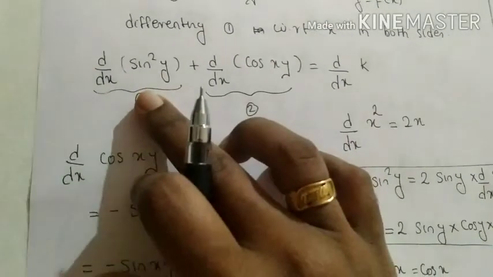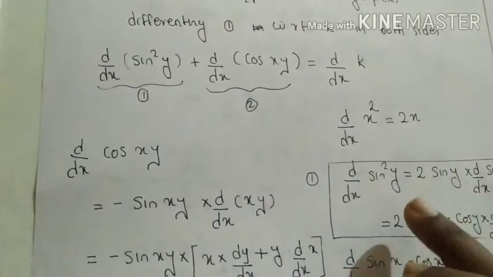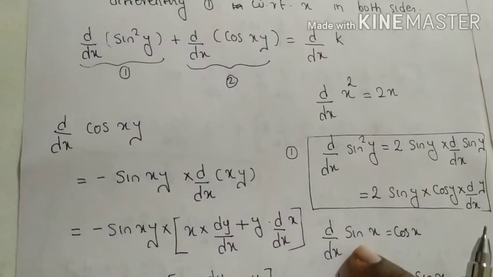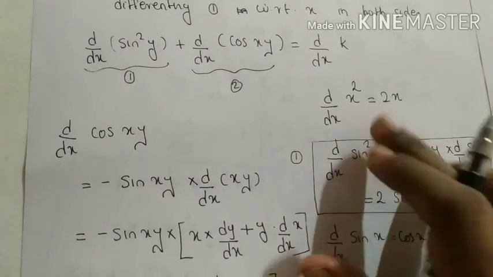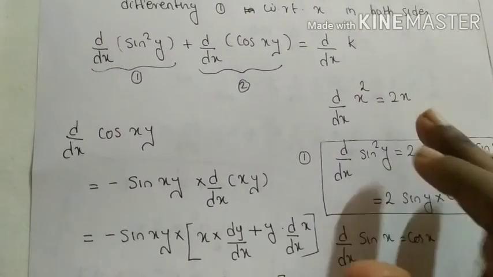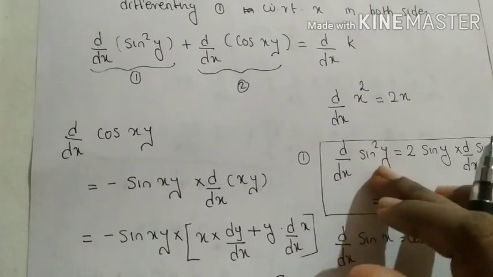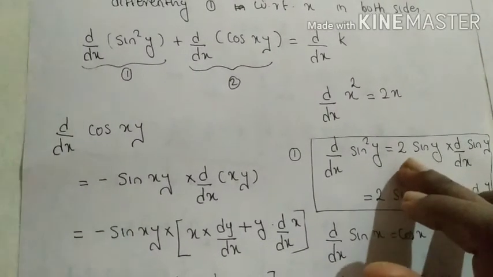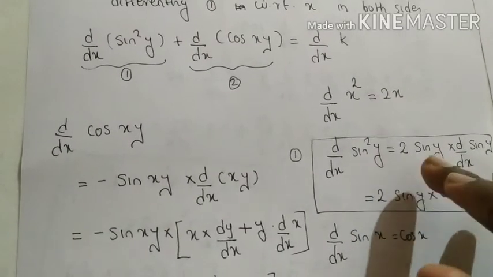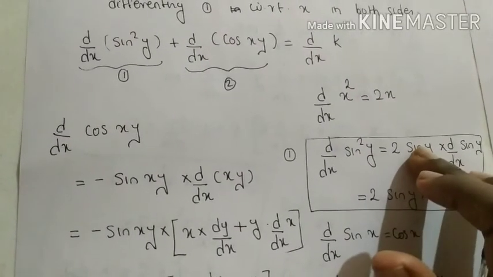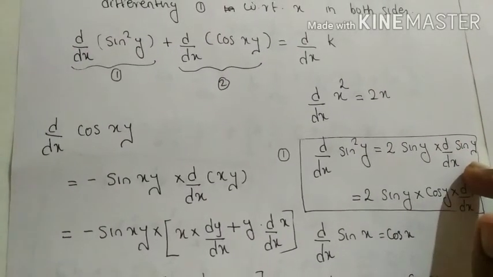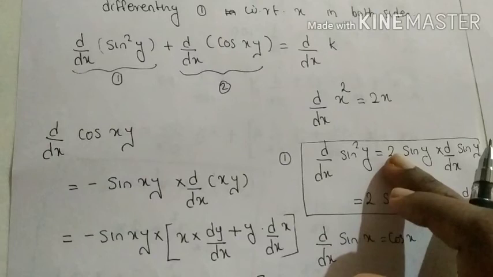So first we need to find the derivative of sin square y by comparing with the standard function. We know that this is in the form of x square, right? So the derivative of x square is equal to 2x. We need to find the derivative of sin square y, which will be equal to 2 into sin y. Here sin y is another function, so we need to find the derivative of sin y again, using the chain rule.